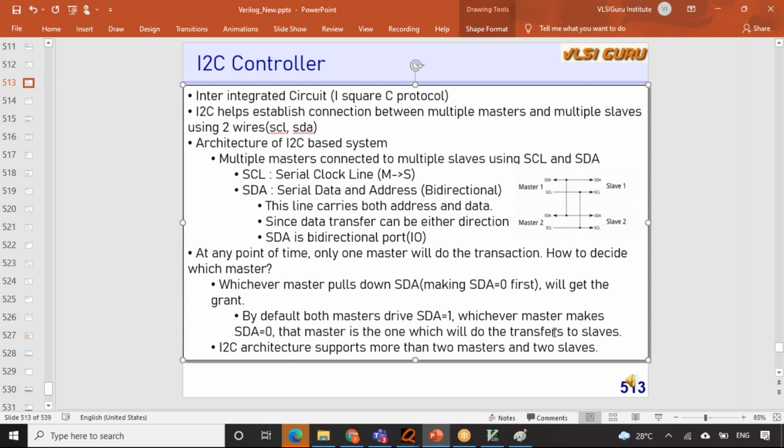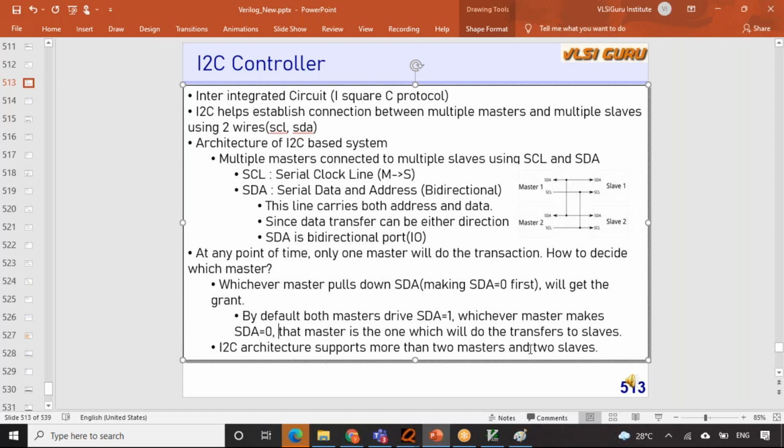Sorry, there is a confusion. There is a mistake. By default, both masters are driving SDA equal to 1. The default is keeping SDA high. Whoever makes SDA equal to 0 is the winner. If they start competing for access, I am driving SDA equal to 1 and the other is also driving SDA equal to 1. Among both of us, whoever makes SDA low, 0, will have control of the bus. So going from 1 to 0 is taking control of the SDA bus.